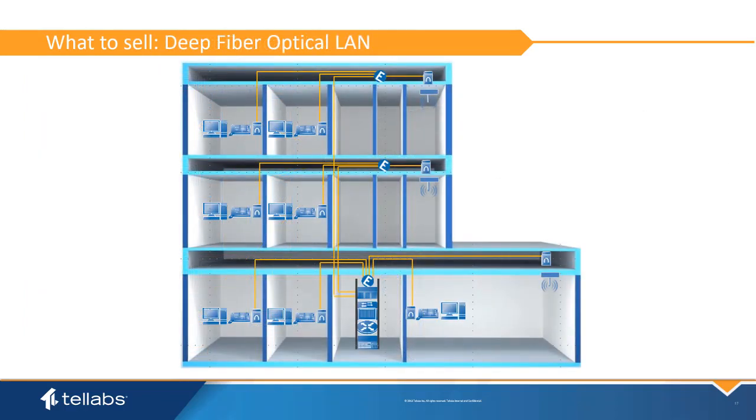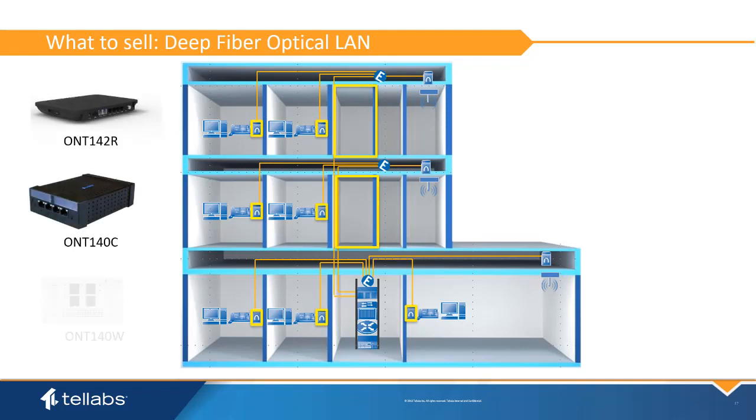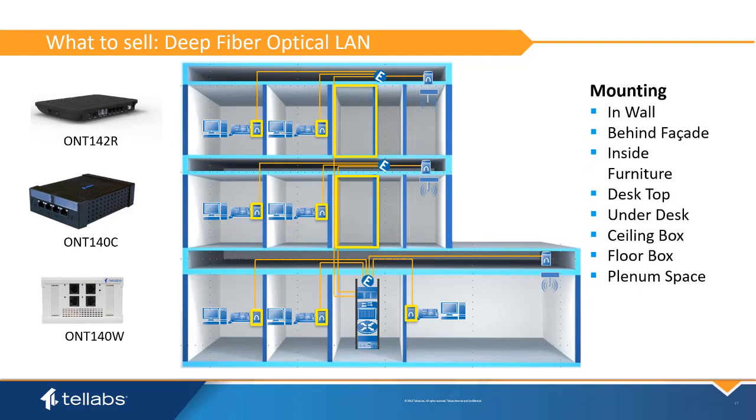In deep fiber optical LAN, we bypass the telecom closets. This can free up space for ONT powering and the passive optical splitters. Then ONTs are installed near the network endpoints. We have plenty of different mounting options for ONTs. They can go in a wall, behind a facade, inside cubicle furniture, under a desk, on top of a desk, in a ceiling or floor enclosure, or they can be in the plenum space.